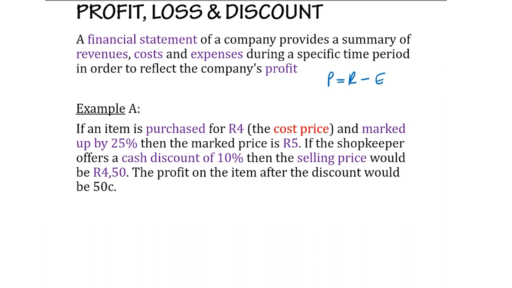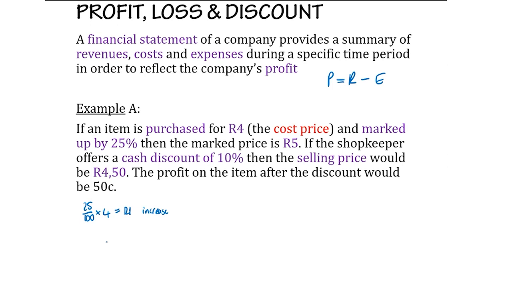Okay, so if an item was purchased for 4 Rand, that's the cost price. Think about going to China Mall, getting something nice and cheap, and we're going to mark it up by 25%. So that's 25% of this 4 Rand. Then the marked price is 5 Rand. How did we get that? Well, remember yesterday we learned that 25% means 25 over 100 of 4 Rand. Well, if we work this out here, we're going to get 1 Rand. But this 1 Rand is just the increase, right? So we would have to add 1 Rand onto 4 Rand.